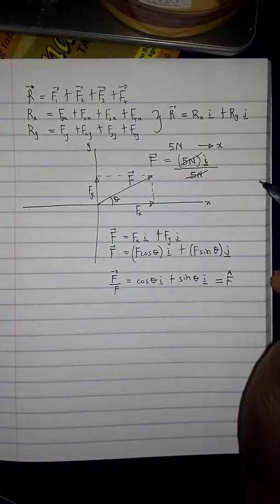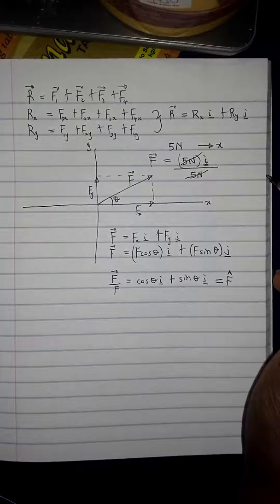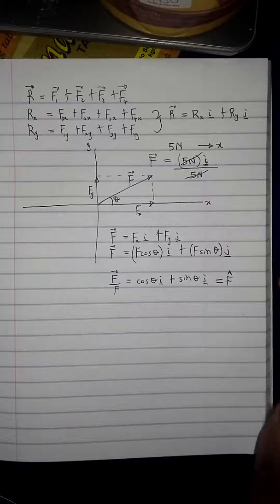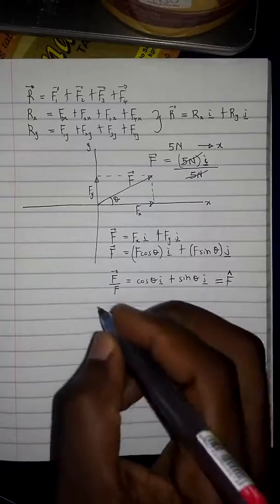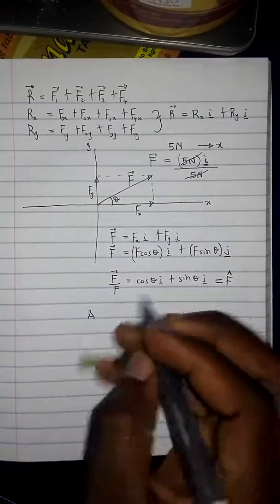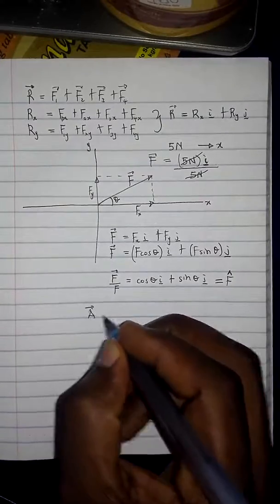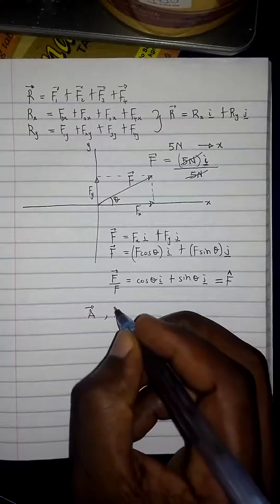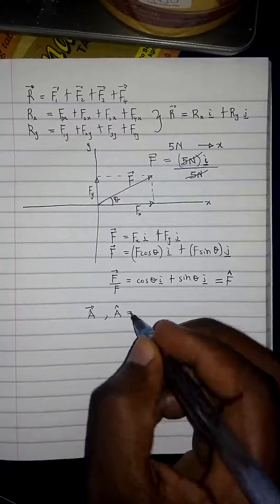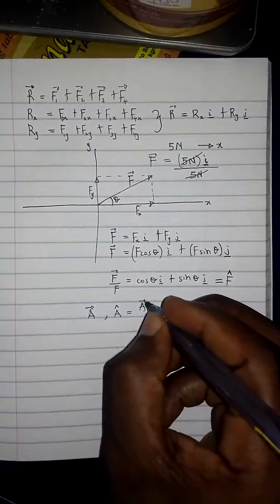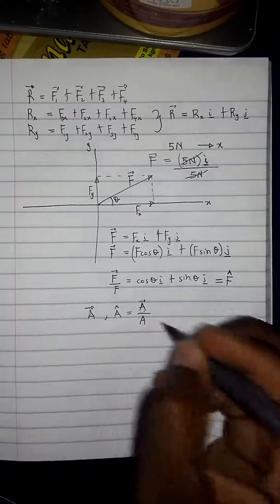Something similar to this is the way we came about the idea of the unit vector in the direction of a vector. For instance, if you have some vector A and you want to get the unit vector in its direction, we say that the unit vector in the direction of A, usually denoted as A cap, is equal to the vector A divided by the modulus of vector A.